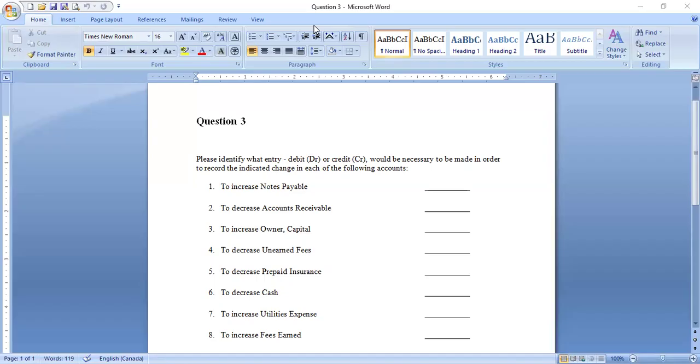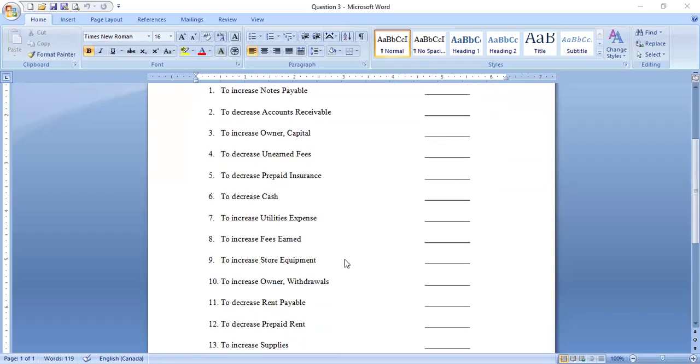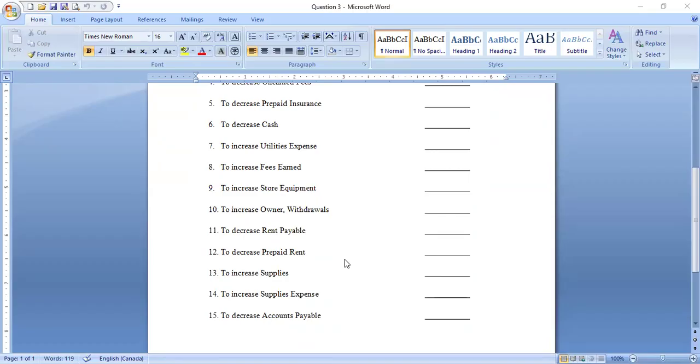Fee earned. Revenue account. And we want to increase that fee revenue earned. Credit, correct. Store equipment. Asset. We want to increase, debit. Now careful with this. Withdrawal is a special account. The normal balance of withdrawal is debit. So every time we want to increase it, we have to put debit. The withdrawal account is part of the equity account. If you want to increase it, that means we have to debit it.